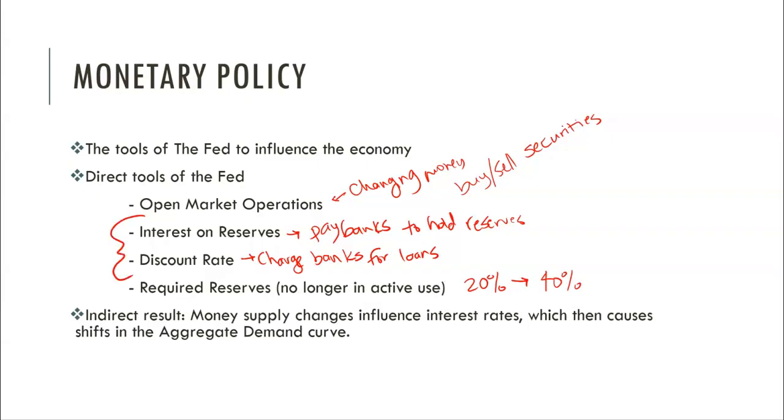So interest on reserves and discount rates are interest rates that they're setting directly. But the main interest rate in the economy, the rate that banks charge each other, the rate that banks charge their customers to get a home loan, or what they charge businesses for a business loan, the Fed doesn't actually directly control. Instead, they control the money supply, which then changes the price of money, or changes that equilibrium interest rate. So their biggest effect on the economy is actually an indirect effect.